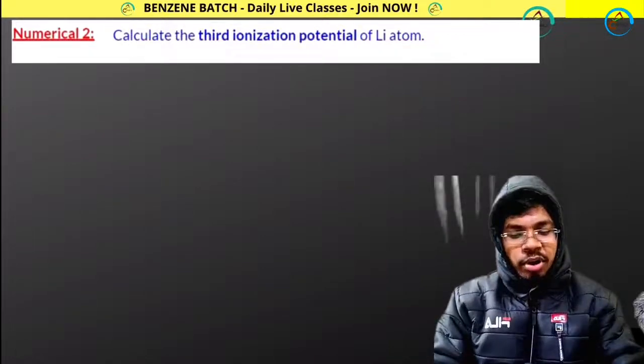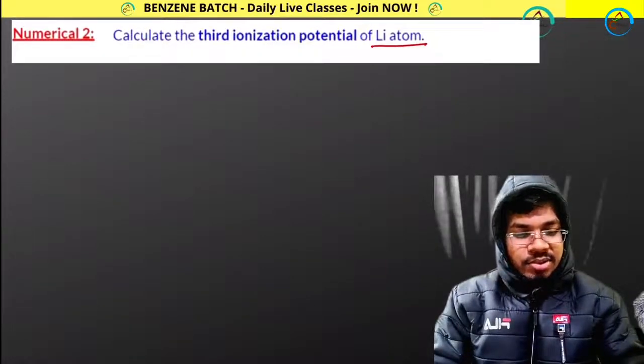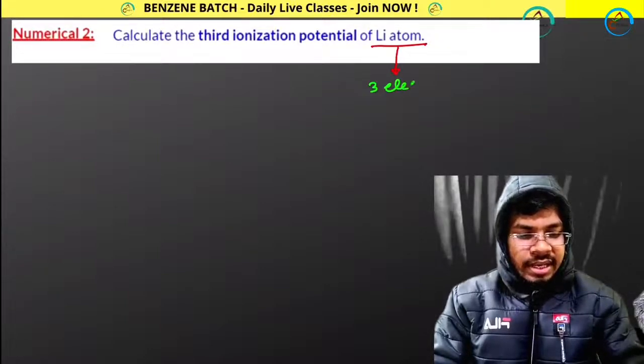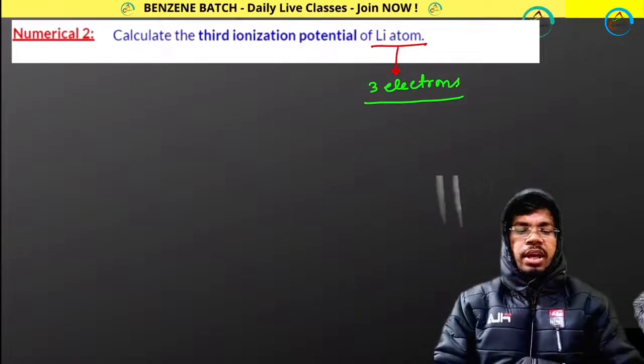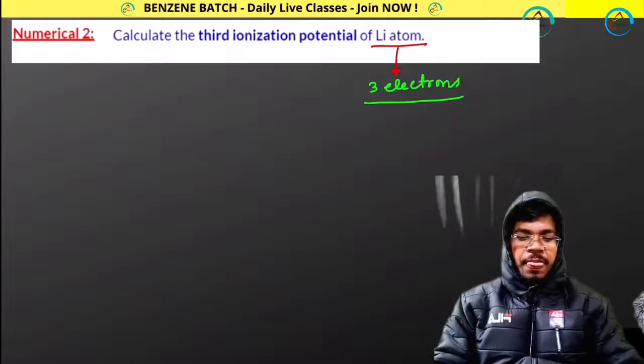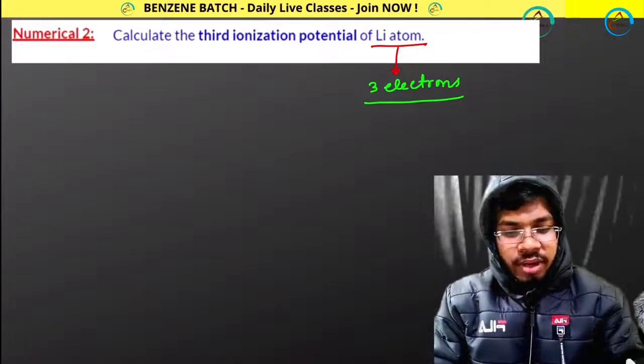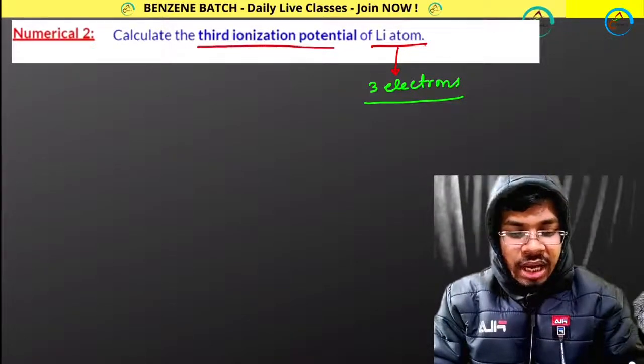Here I am talking about lithium atom, so you may get confused. Lithium atom means 3 electrons are there. But if I want to use Bohr theory, I have to have 1 electron. But don't forget that here it is called the third ionization potential.